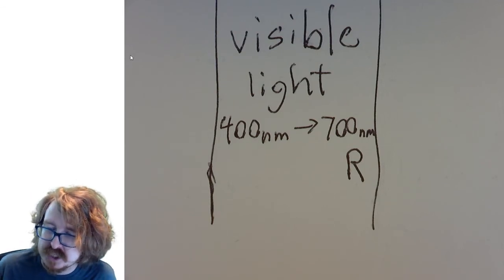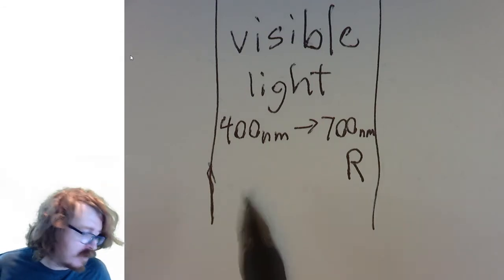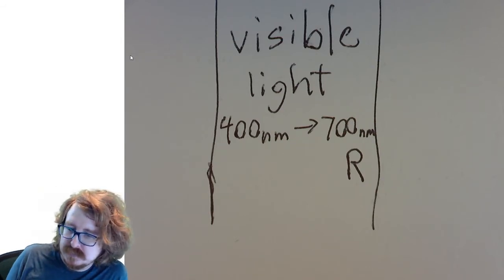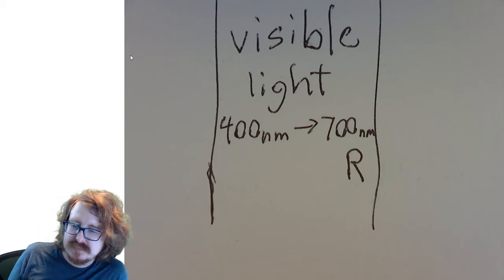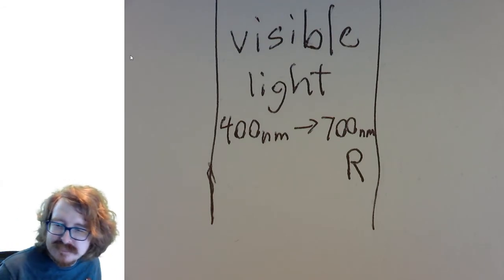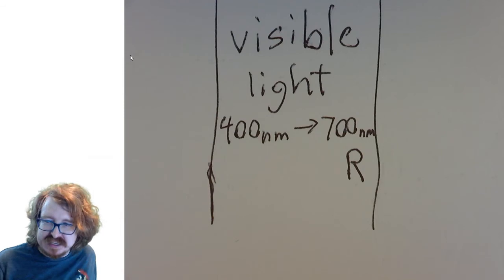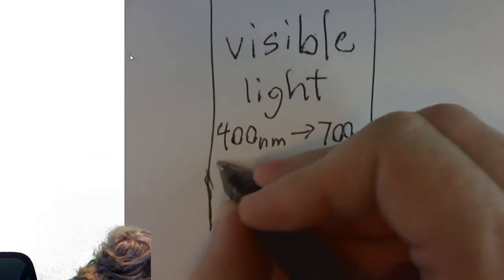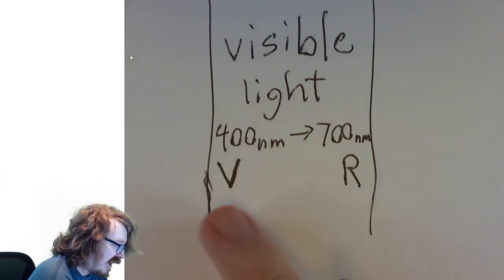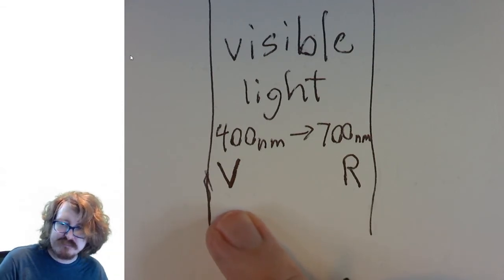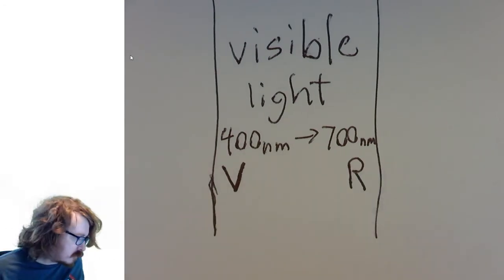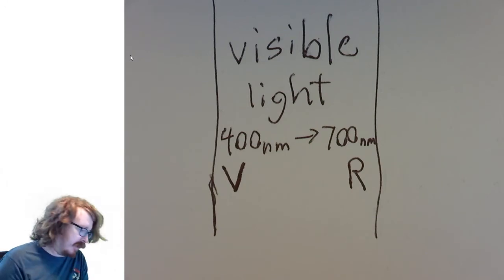Does any of you guys know what color is the shortest possible color we can see, the 400 nanometer side? Yeah. It's purple or violet, right? Violet or purple. I'm going to use violet because that's typically what we usually call it. But yeah, it's basically purple. So violet is the shortest color we can see. Red is the longest color we can see. And every other color is somewhere in between there, right?